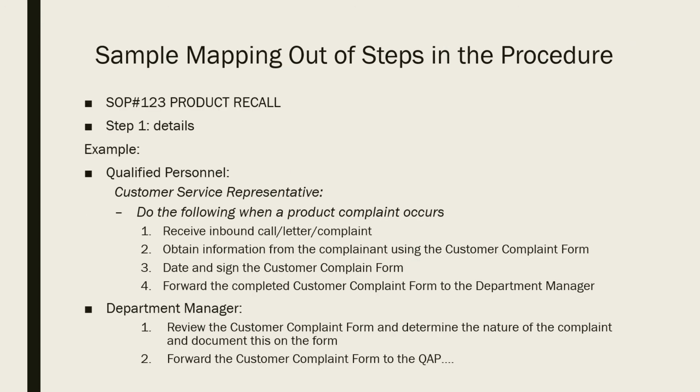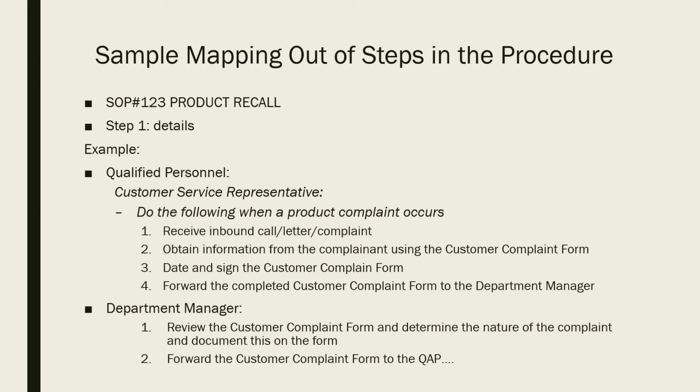So here's an example of how to map out steps in the procedure. This is not mapping out steps in a process. A process will have a number of procedures, and those procedures will have a number of specific steps. This example is about mapping out the steps that are to be taken as part of a product recall. So the SOP we are referring to here is SOP number 1, 2, 3, product recall.